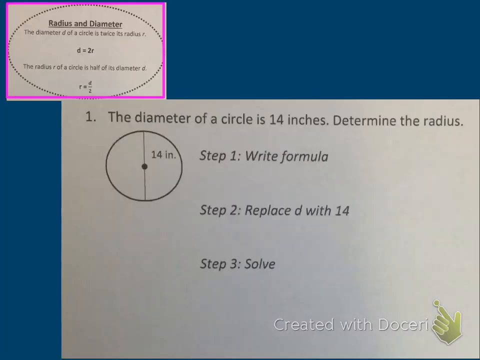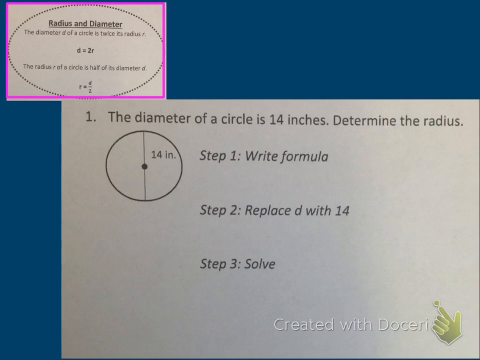So we can calculate the radius and diameter of a circle. The diameter d of a circle is twice its radius r, which is what we just discovered when we did the hula hoop activity. So the formula we would use is d equals 2r. We can also say the radius r of a circle is half of its diameter d. So another formula we could use would be r equals d over 2.